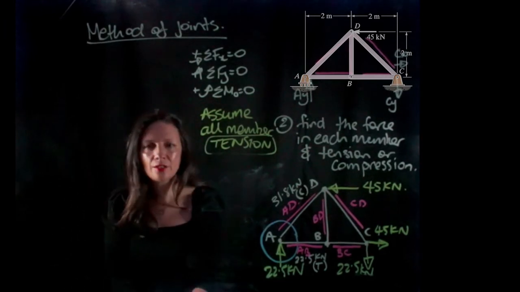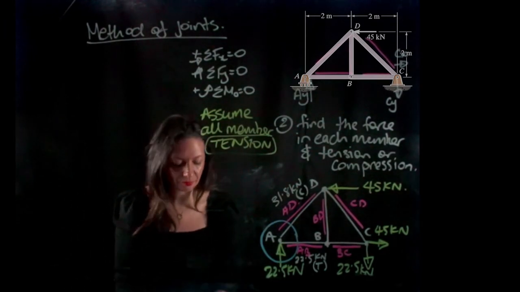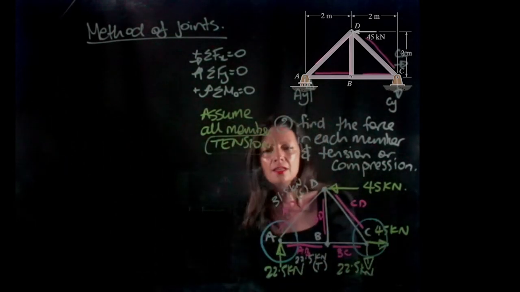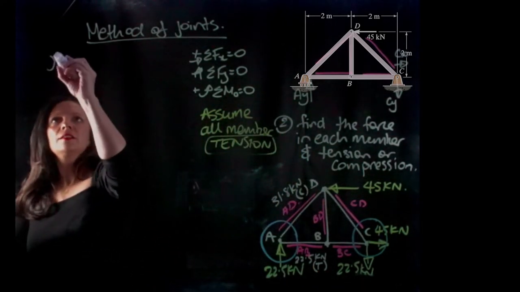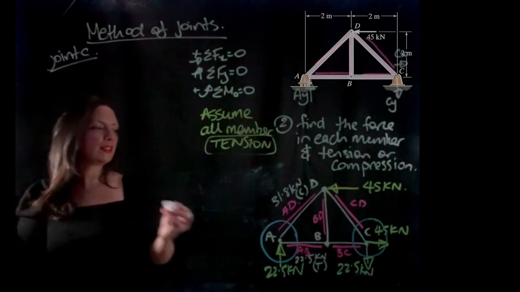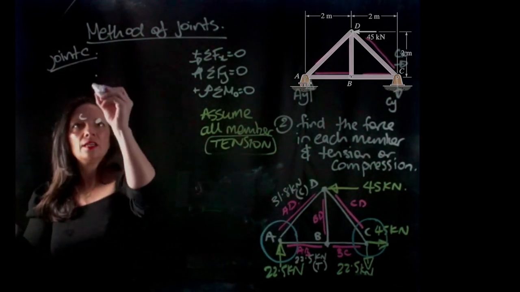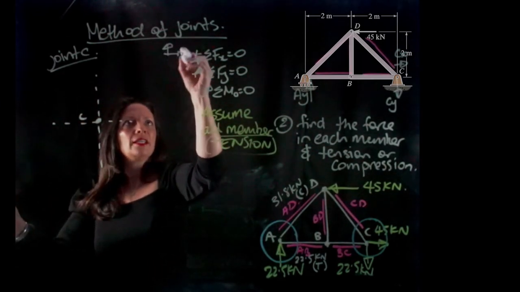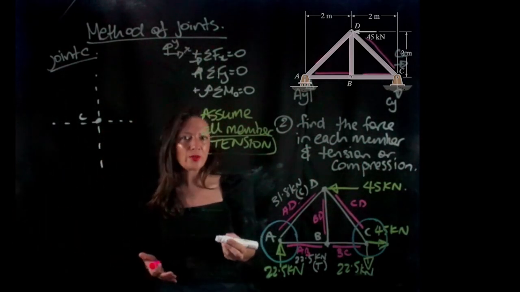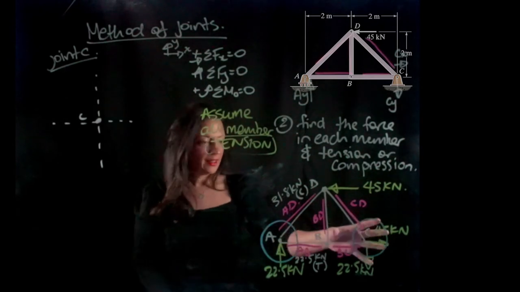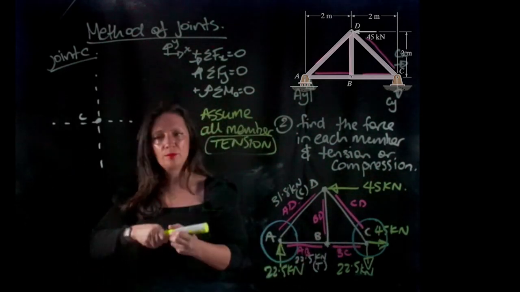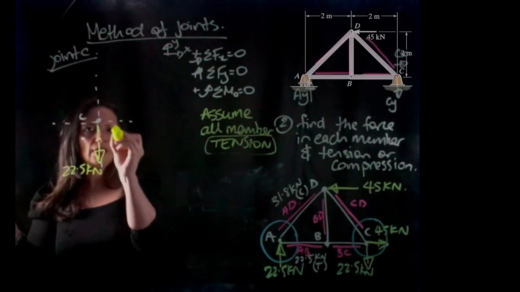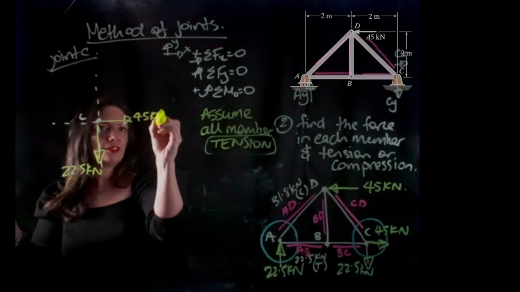Okay, so let's take a look at joint C now. So here is joint C. Let's draw a free body diagram for joint C. So here is C. I'm going to draw in my X and Y components, and I should actually have drawn in my direction for X and Y to make sure we know which way is positive and which way is negative. And at C, I have two reaction forces. So we'll draw those in first, and that's 22.5 kilonewtons and 45 kilonewtons.